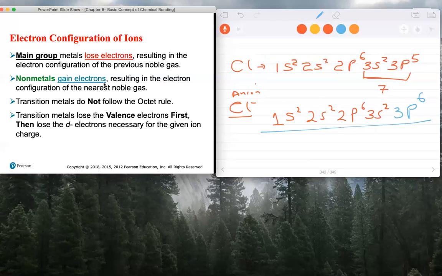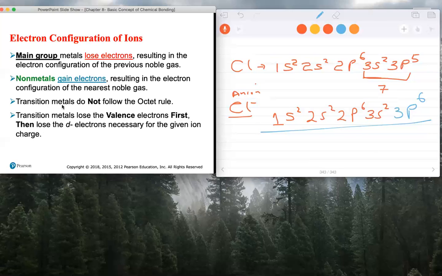get to 8. Group 7 needs 1, group 6 needs 2, group 5 needs 3, except you have to be careful with group 5, because in group 5 we have the non-metals at the top and metals at the bottom, like bismuth. When you come to group 4 also, there is carbon at the top, and then there are metals below it. Lead, for example, will not gain. You have to be careful when you are dealing with a metal and a non-metal.